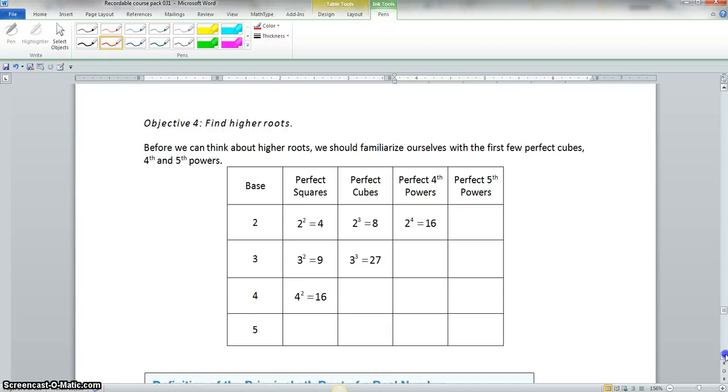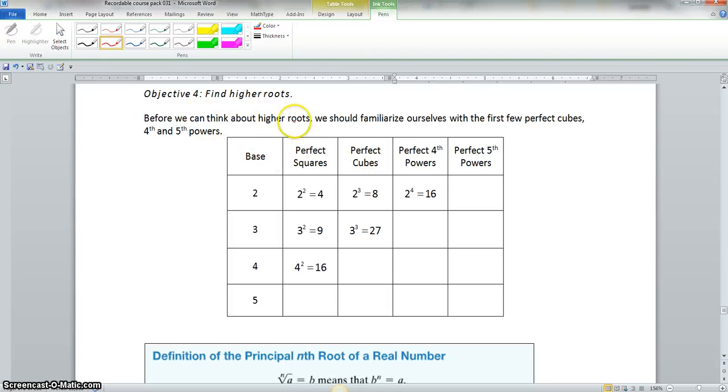Now we go to objective 4, find higher roots. Before we can think about higher roots, we should familiarize ourselves with the first few perfect cubes, fourths, and fifths. Here we got 2 to the second power, which is 4, 2 to the third is 8, 2 to the fourth is 16. Now our next step would be 2 to the fifth power. So 2 to the fifth power, that's 2 multiplied by itself 5 times, and that would be 2 times 2 times 2 times 2 times 2, which would give us 32.